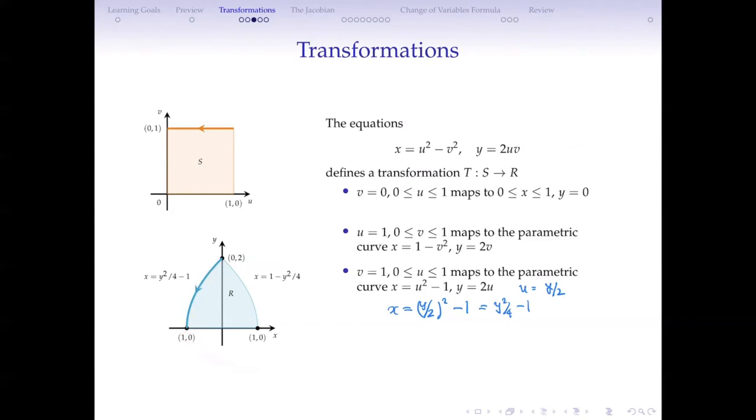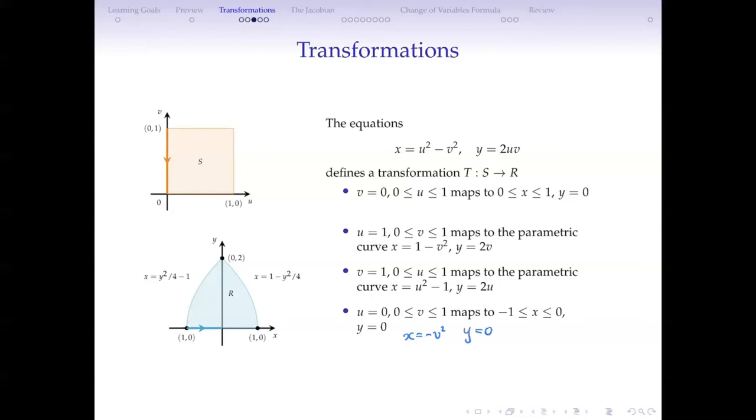The final step in our traverse is going to be the following. So I'm now going to move, when u is 0, I'm going to move along v from 1 to 0. So once again, I can go back to the equations and substitute u equals 0, and I get x equals minus v squared and y equals 0.